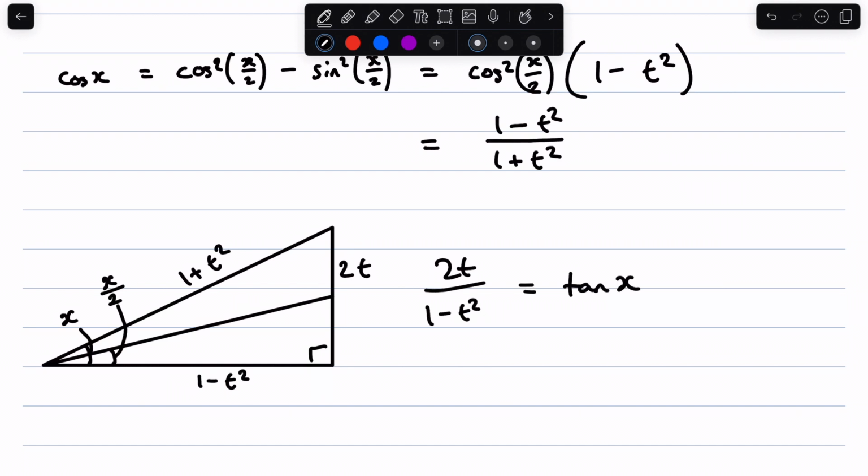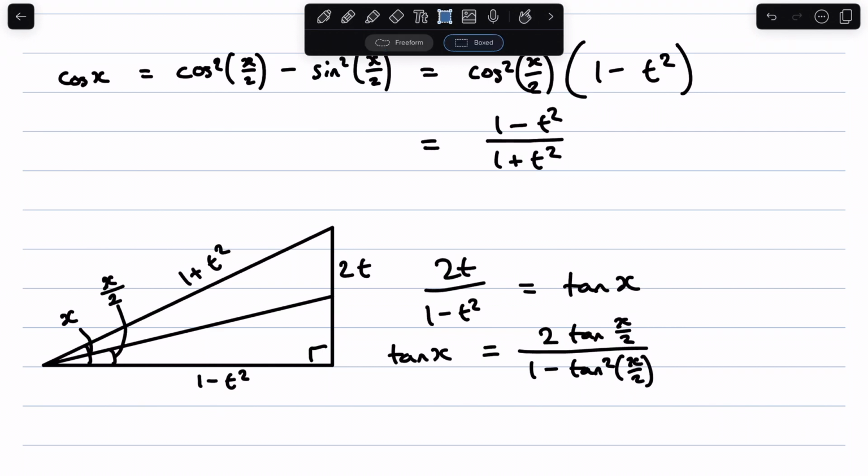And if we look at the double angle formula for tan of x, we'd see that it is indeed 2 tan of x over 2, all divided by 1 minus tan squared of x over 2. So looking at it graphically, we can see that our method has been correct so far in determining how we're going to convert from just sines and cosines into our variable t.